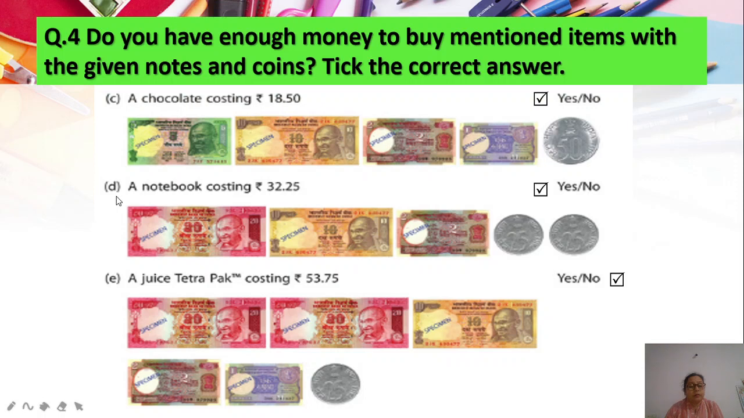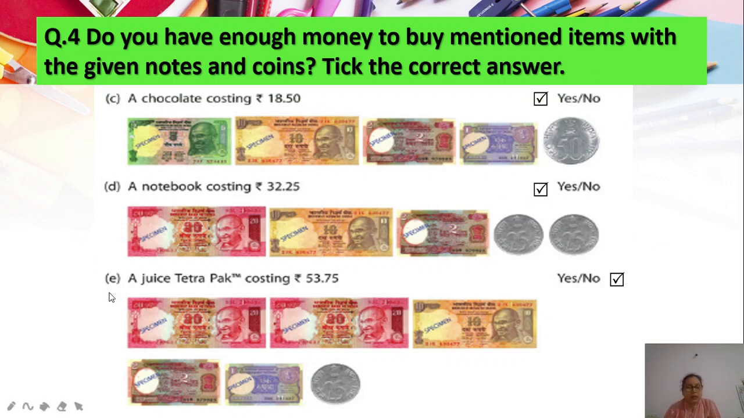Just look at D question. A notebook costing rupees 32.25 means 32 rupees and 25 paise. We will just count our notes now. We have 20 rupees note plus 10 rupees note. So 20 plus 10 will be 30. Then 30 plus 2, it will be 32 rupees. And we have here extra money. Actually, we require only 25 paise, but we have extra money. This means that we can purchase the notebook. So we have done tick here.